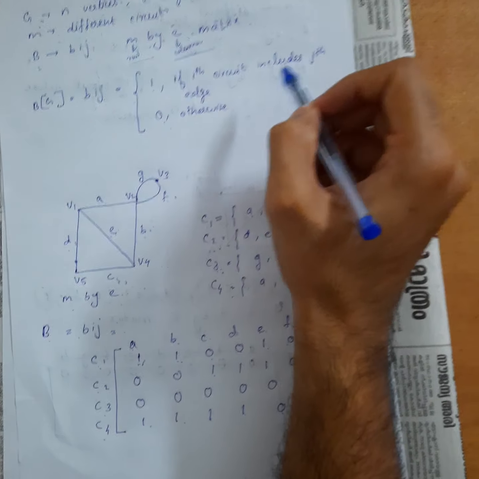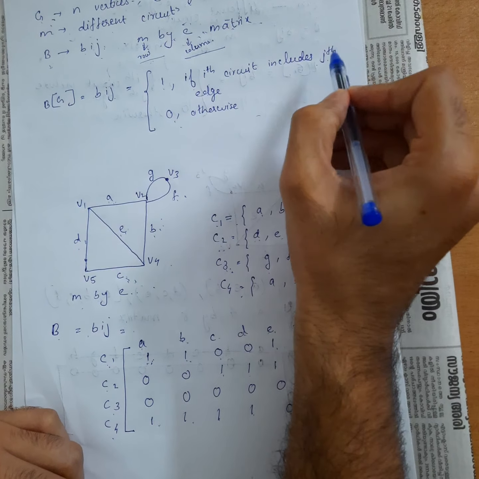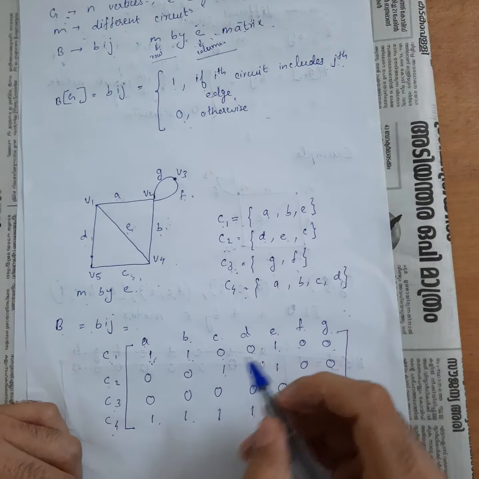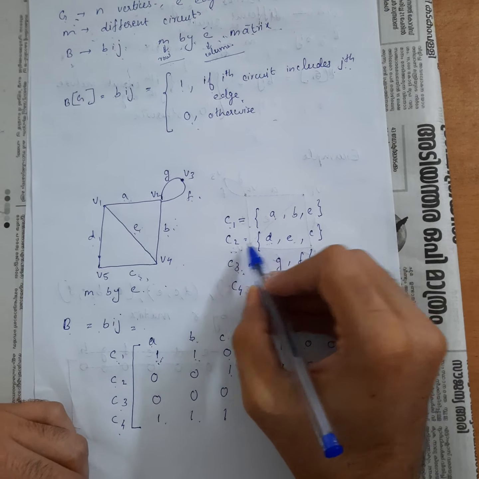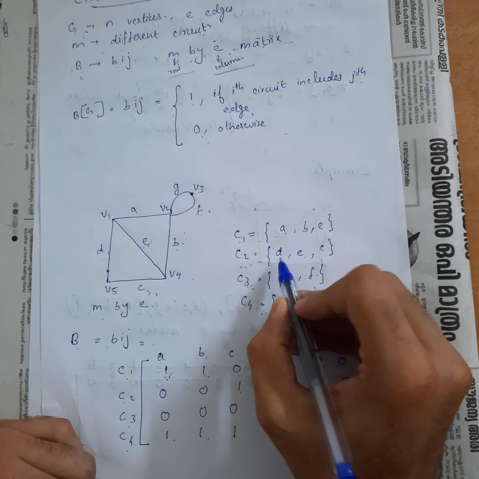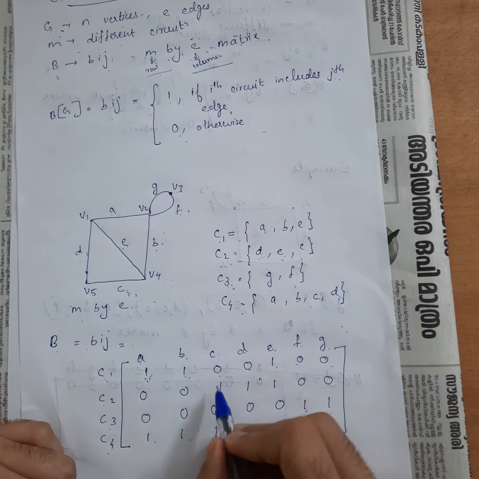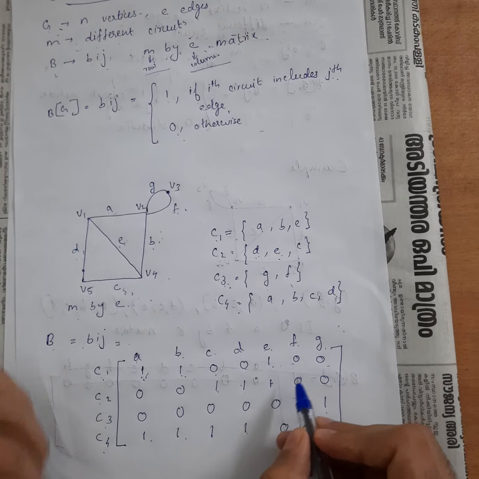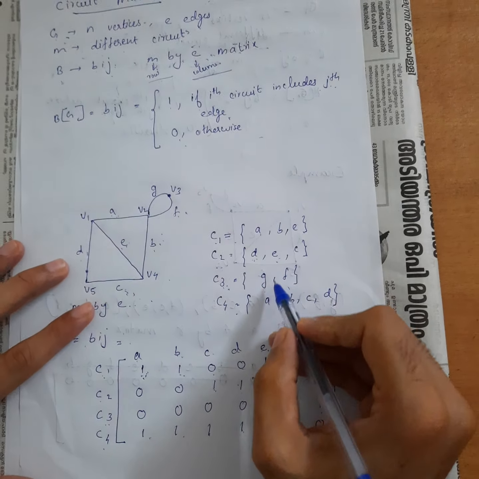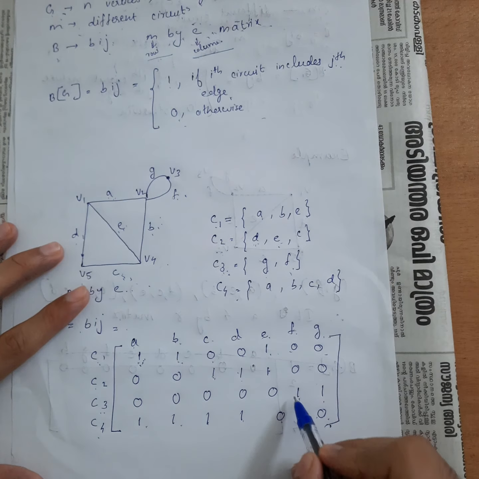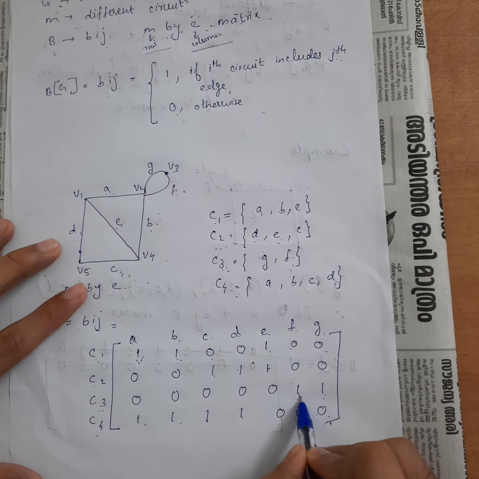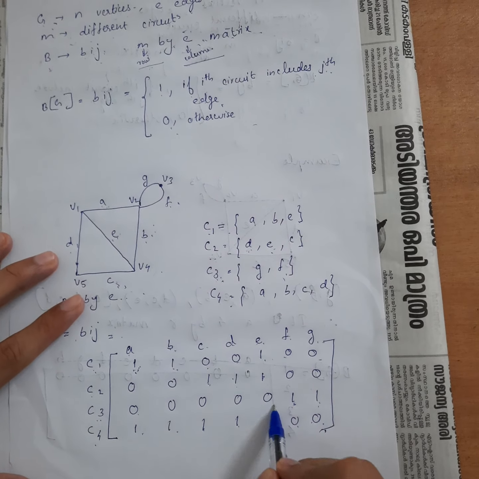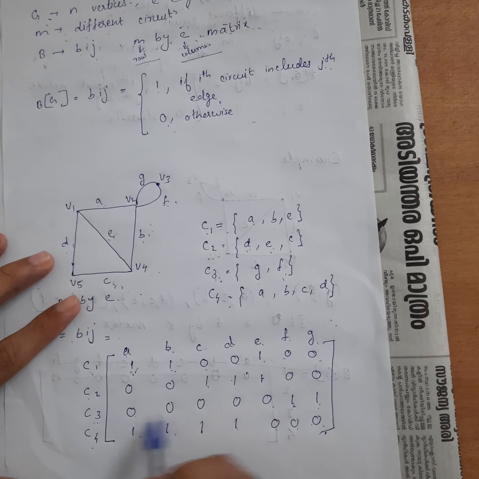From the given definition, if the ith circuit includes the jth edge, we put the value 1, and otherwise the value is 0. Similarly, we put the values for circuit 2. In circuit 2 we have edges D, E and C. So we put the value 1 for D, E and C, and others are 0. And for circuit 3 the edges are G and F. So we put 1 in the positions G and F, and all other values in this row are 0.